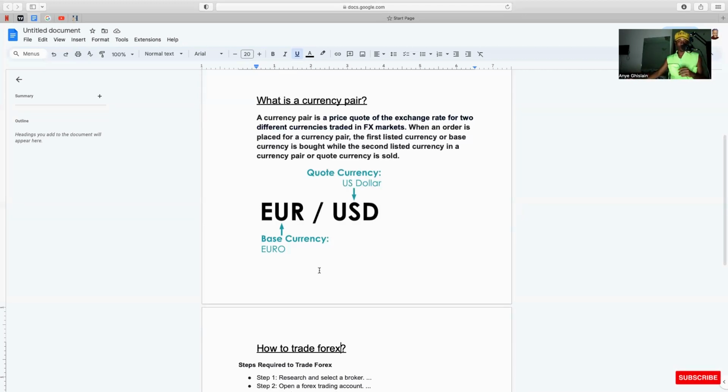So what you often see on your chart is pairs. You will never see a currency standing on its own. You're trading it because you're trading the exchange rate between these two currencies. So that's exactly what we're going to be doing as Forex traders.